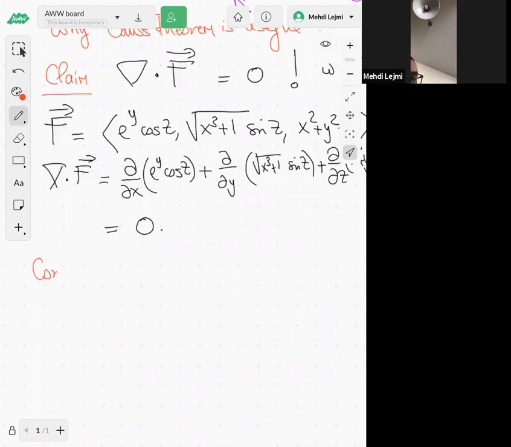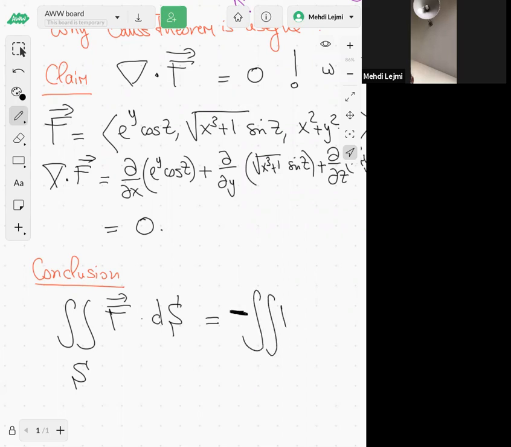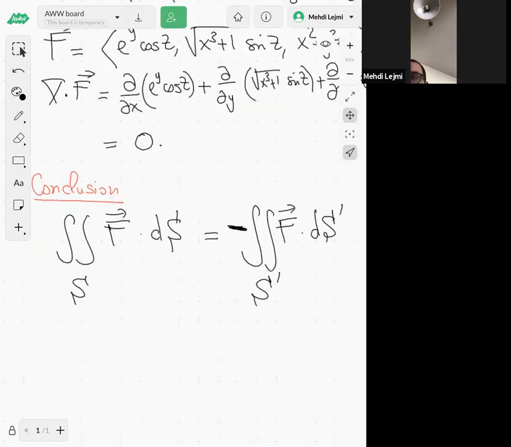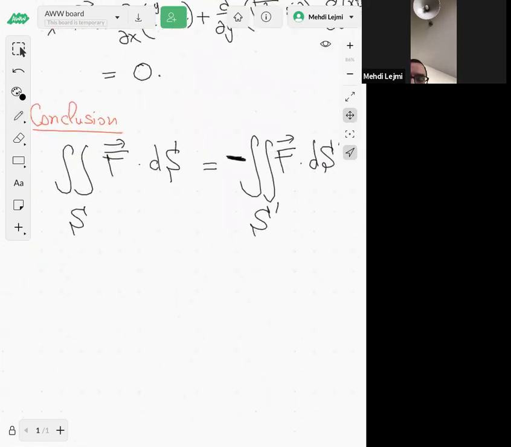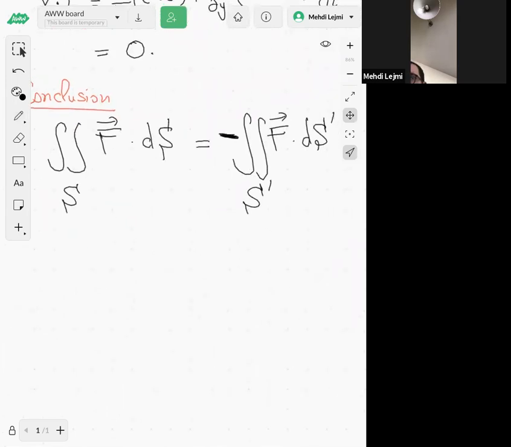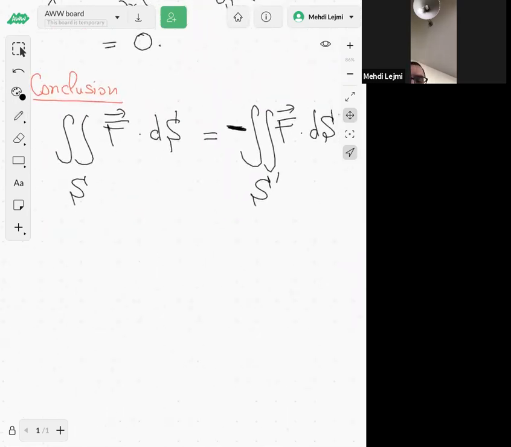So the conclusion is that, using this Gauss theorem, the flux of F across S is actually equal to minus the flux of F across S prime. And S prime is actually very easy to parameterize. And you'll see, its normal vector is going to be very, very simple.